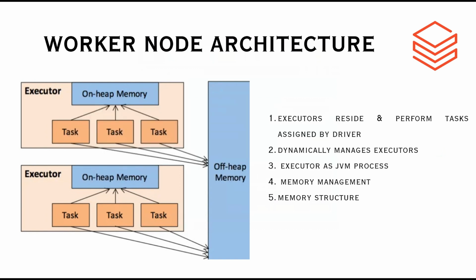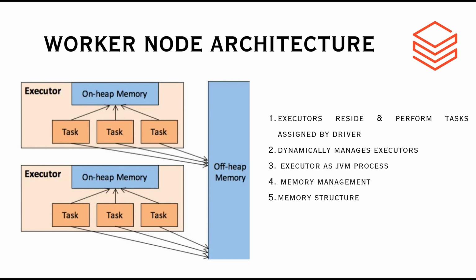So the worker node is where executors reside, and it also performs the tasks which are assigned by the driver. Executors are launched at the start of the Spark application in coordination with the cluster manager, and then the driver dynamically manages these executors by launching and removing them as required. So the worker node contains multiple processes capable of running in parallel to execute these tasks scheduled by the driver. These processes are nothing but the executors.